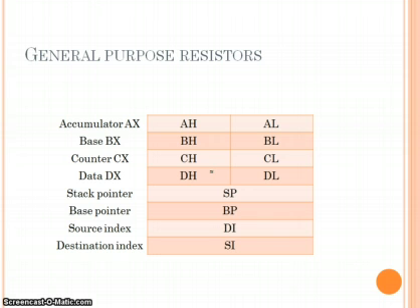Similarly, the BX register is divided into BH and BL. The CX register is also divided into CH and CL. The DX register is divided into DH and DL. Each of these registers is 8-bit wide and combined they create a 16-bit register. Stack pointer, base pointer, source index and destination index are again 16-bit registers used for different purposes in the execution of 8086 programs.